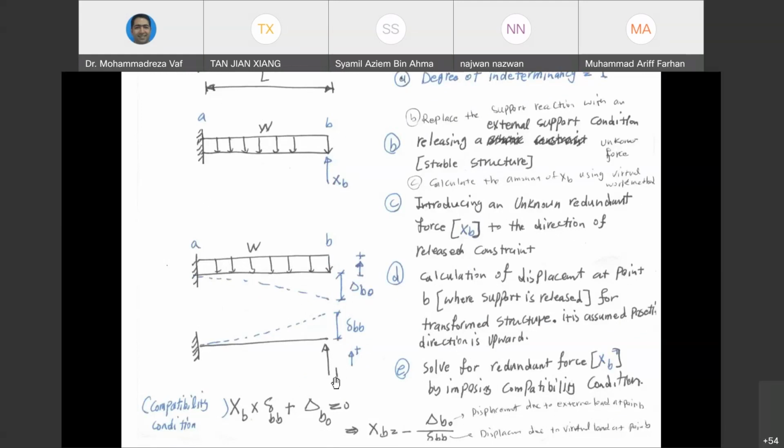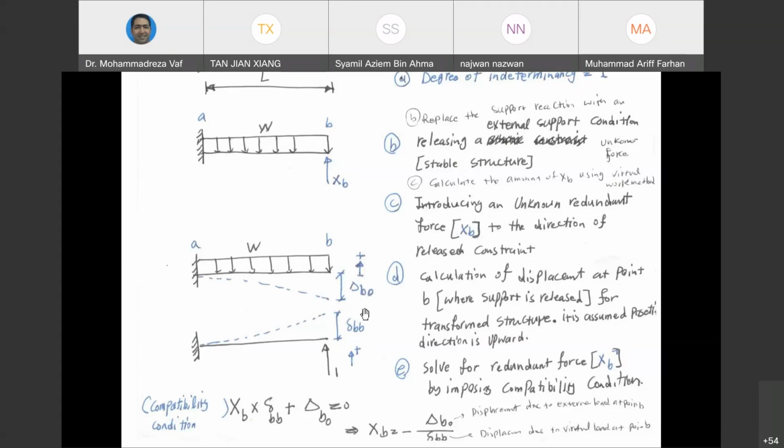The direction of this force, the unit load, is not important. It can be toward up, it can be toward down. You just need to apply a unit load there. Okay, after that, you get delta BO. You need to calculate delta BO using the virtual work method that we explained in the first part of our class. And then for the second structure, you need to calculate delta BB.